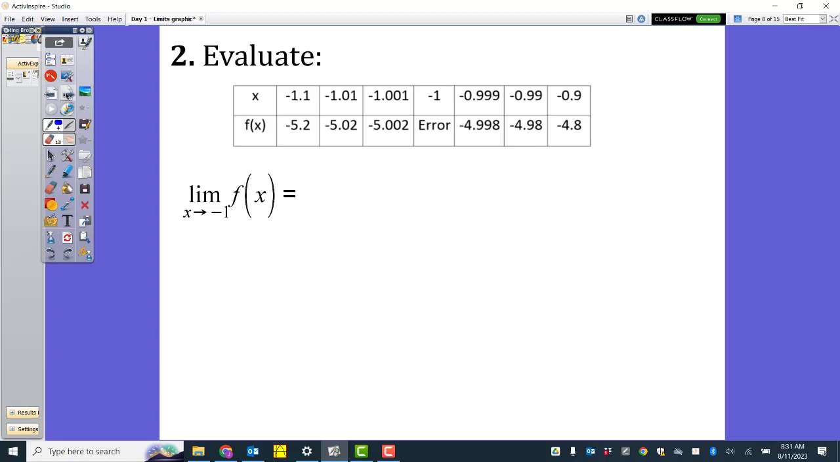We can do this tabularly as well, so looking at a table. Let's say you had this set up and you were looking at this table. As you approach -1, what does it look like? On this side, it looks like we're getting closer to -5. And on this side, it also looks like we're getting closer to -5. So we'll say this limit is -5.